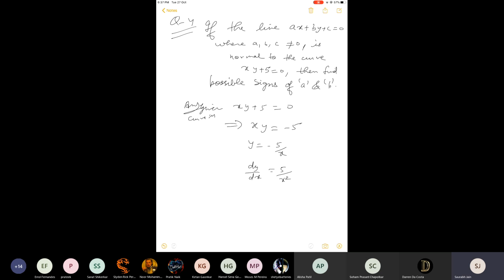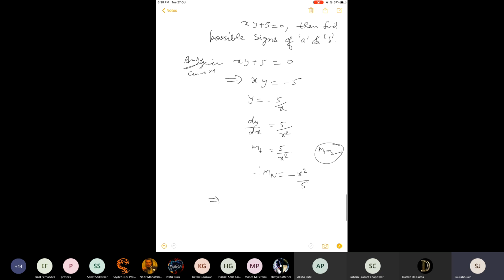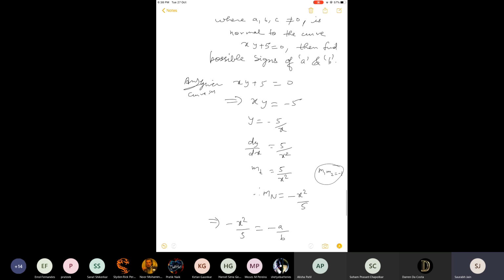If you want, you can write at x1 y1. If you don't want, it is fine. You can write simply in terms of x only. So this is your slope of tangent. So from here, what will be the slope of normal? Since m1 m2 is minus 1, it will be the reciprocal and then we put a negative sign. So this is the slope of normal. And now you can equate this to minus a by b.